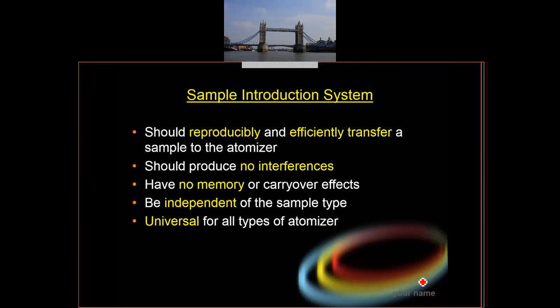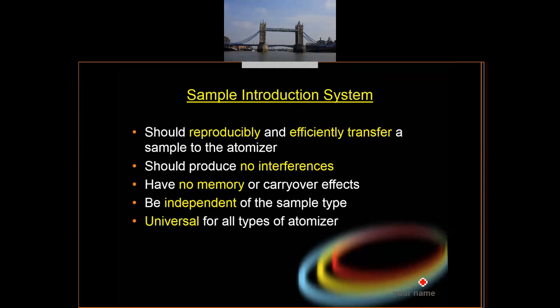And have no memory. It means that if for the first analysis we want to measure sodium, our sample contains sodium. The next analysis we want to measure something that contains aluminium, for example. There shouldn't be any sodium in the aluminium sample, not because of that sample itself, but because of the carrier, the piping. So it should not have any memory. And be independent, meaning that it will not interact either. And finally it has to be universal. It can be used for any type of atomizer or any type of sample.